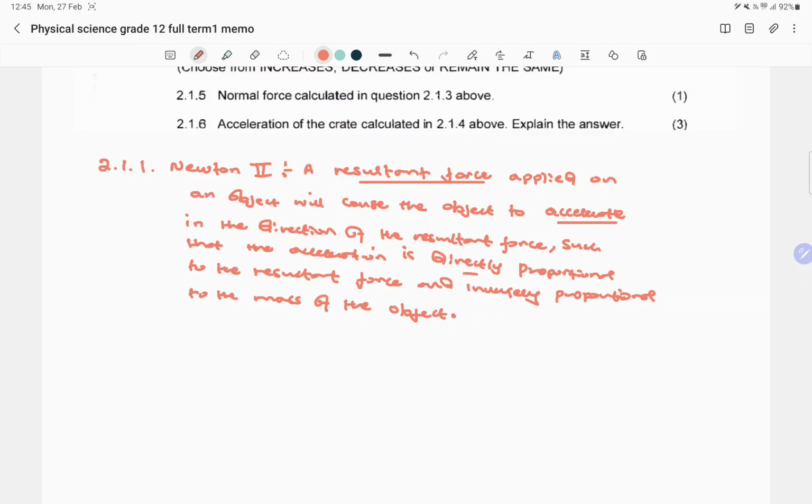Now you're going to capture these proportionalities: the direct proportionality between the resultant force and the acceleration, and the inverse proportionality between the mass of the object and the acceleration. So that's how you score those 2 marks. Easy.